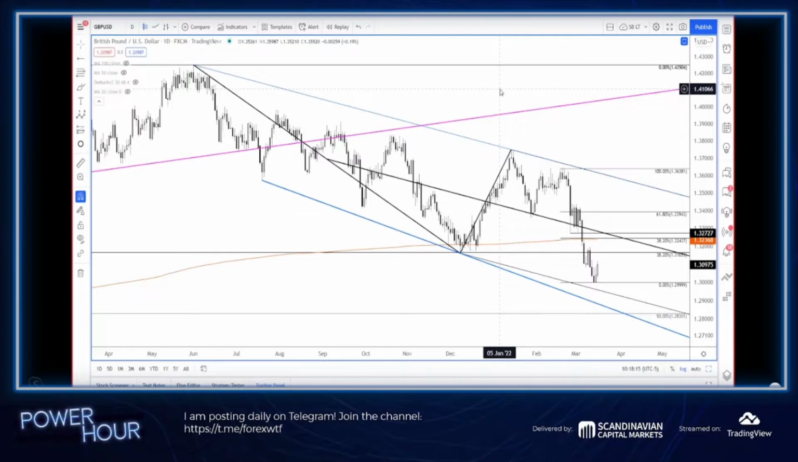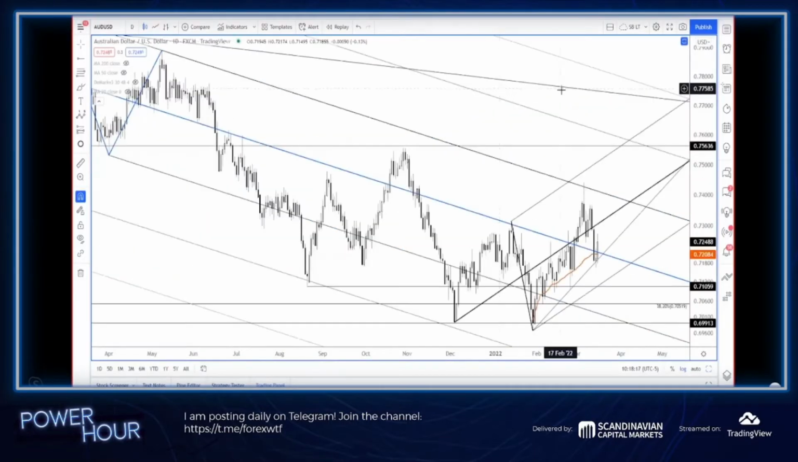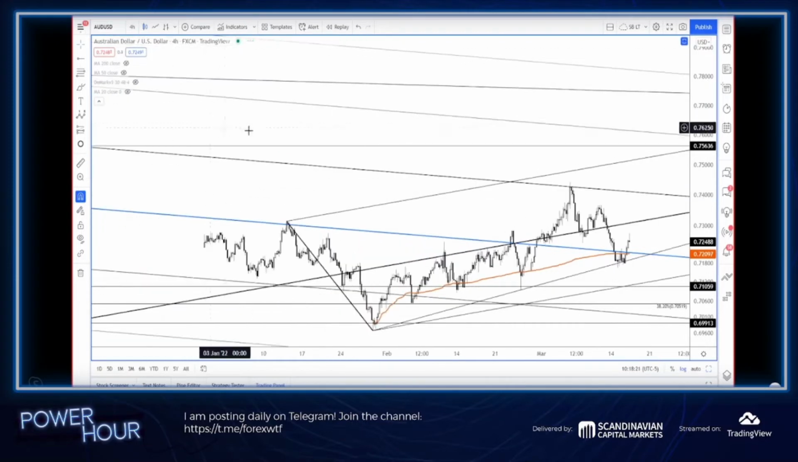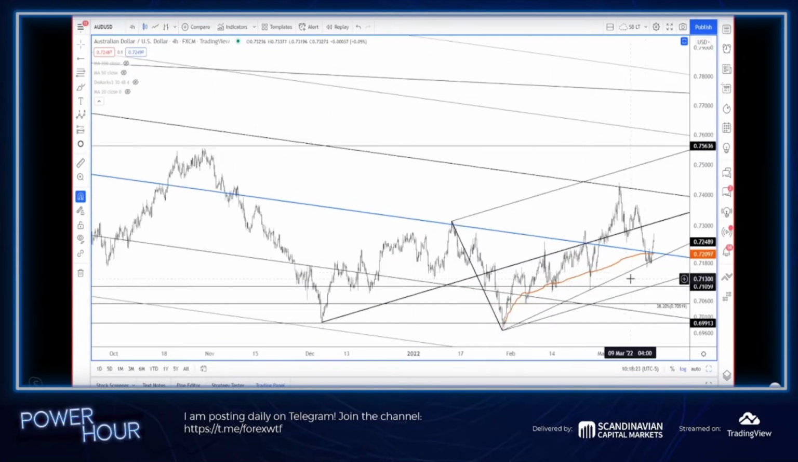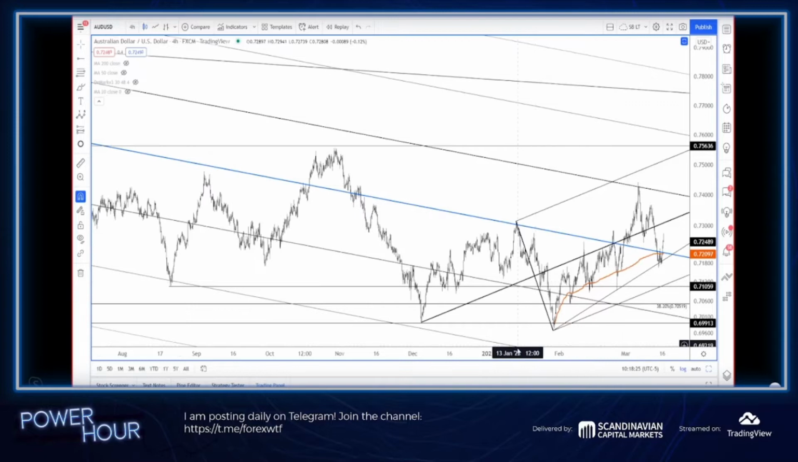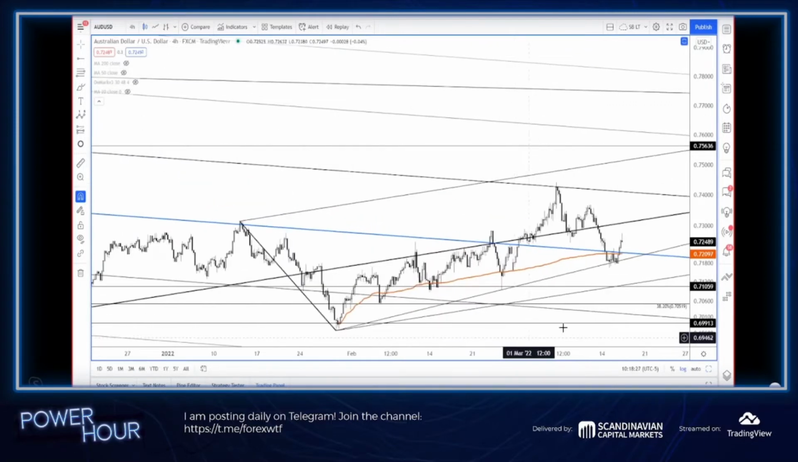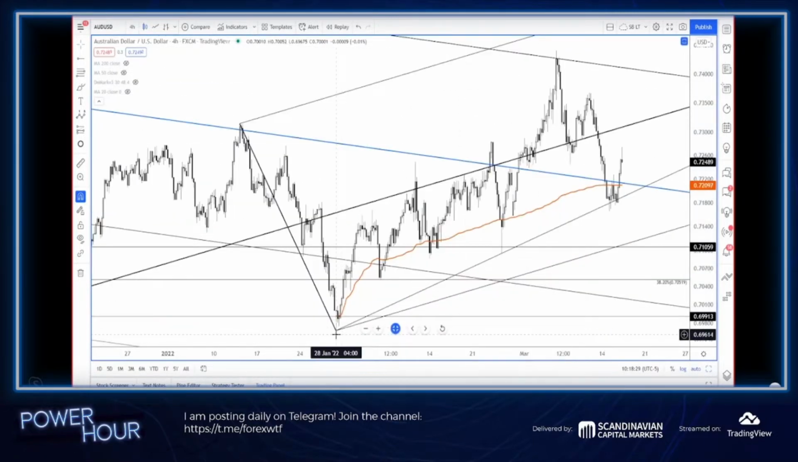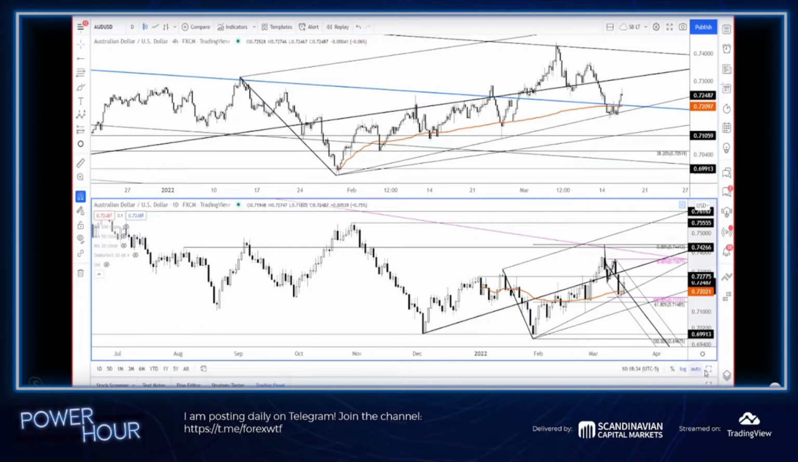Well, let's take a look at Aussie. All right, so 4-hour charts. Constructive Aussie. Simple reason is frankly just the fact that we hit this trend line, right? I actually think, yeah, I've got one marked up here.